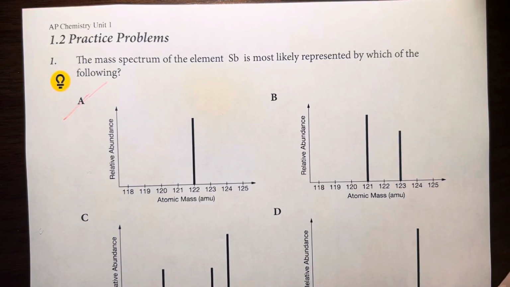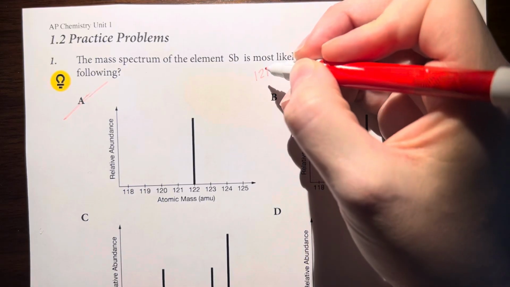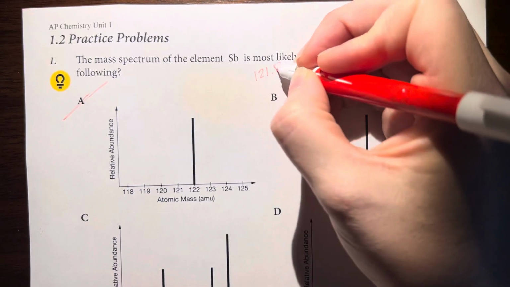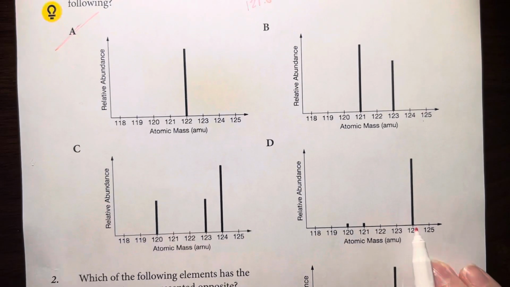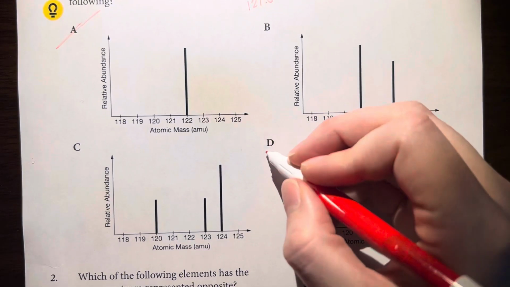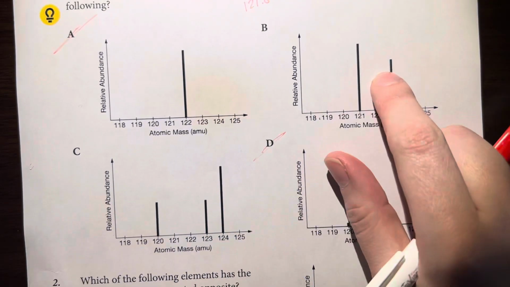Then D I can also immediately eliminate, as I'm looking for, again, 121.8. This is going to get me pretty close to 124, so that's not going to be helpful. So D can be eliminated as well. Then I'm left between C and B.